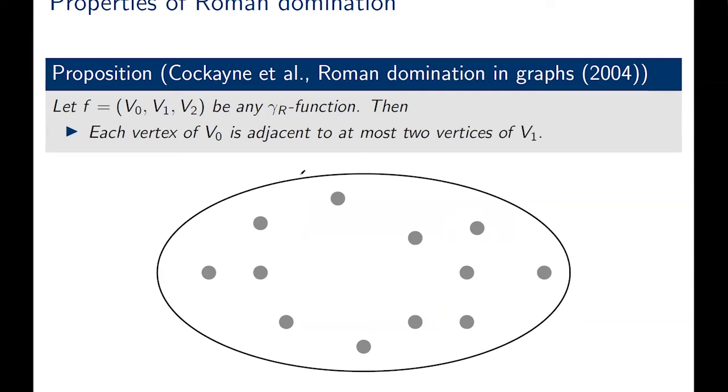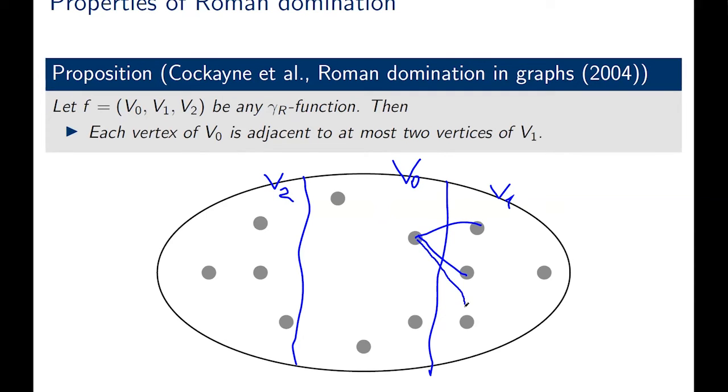Every vertex of V0. Again, let me divide those vertices into 3 partitions: V2, V0, V1. Every vertex of V0, so those guys in the middle, is adjacent to at most 2 vertices of V1. So again, suppose that it is not true, that there is a vertex, let's say that's one, that is adjacent to at least 3 vertices. Okay, so that one has 0, and those 3 have 1.